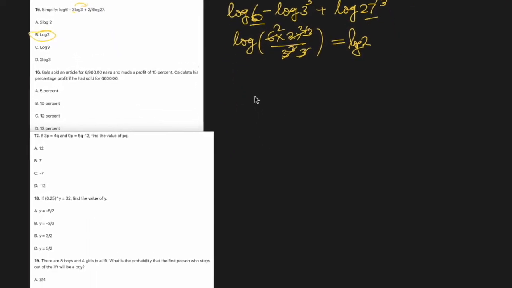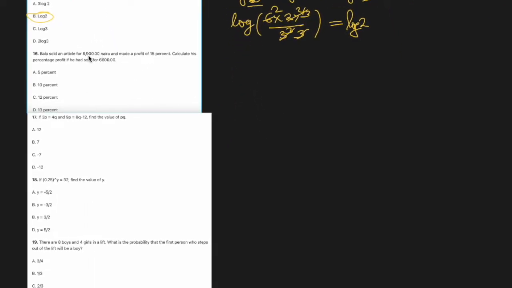Bala sold an article for 6900 naira and made a profit of 15%. That means after selling at 6900, he made a profit of 15%. But whatever was his purchase price, this 6900 represents the 115% of that, right? That price. Calculate his percentage profit if he sold for 6600.